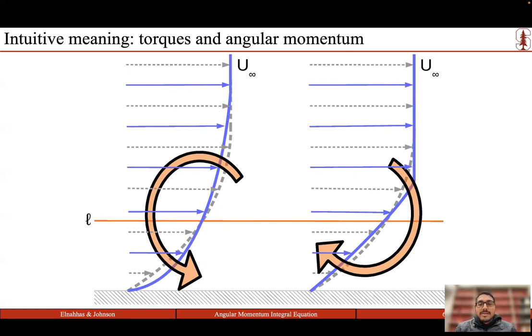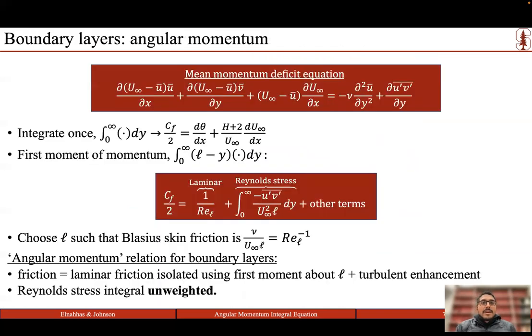Now, in a channel, there is a geometrically imposed length scale around which to take this second moment, which is the channel half height. But in a boundary layer, this geometrically imposed length scale doesn't exist. So we introduce a yet to be determined length scale, which we call L, and we take moments around it. To do so, we start from the mean momentum deficit equation.